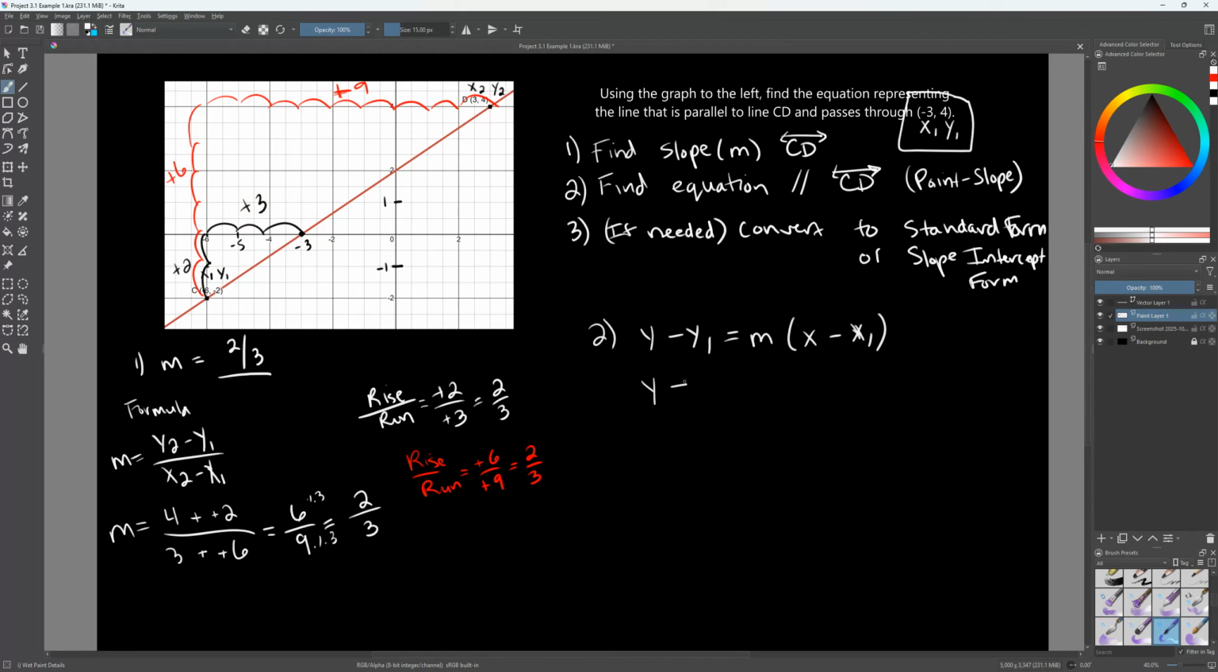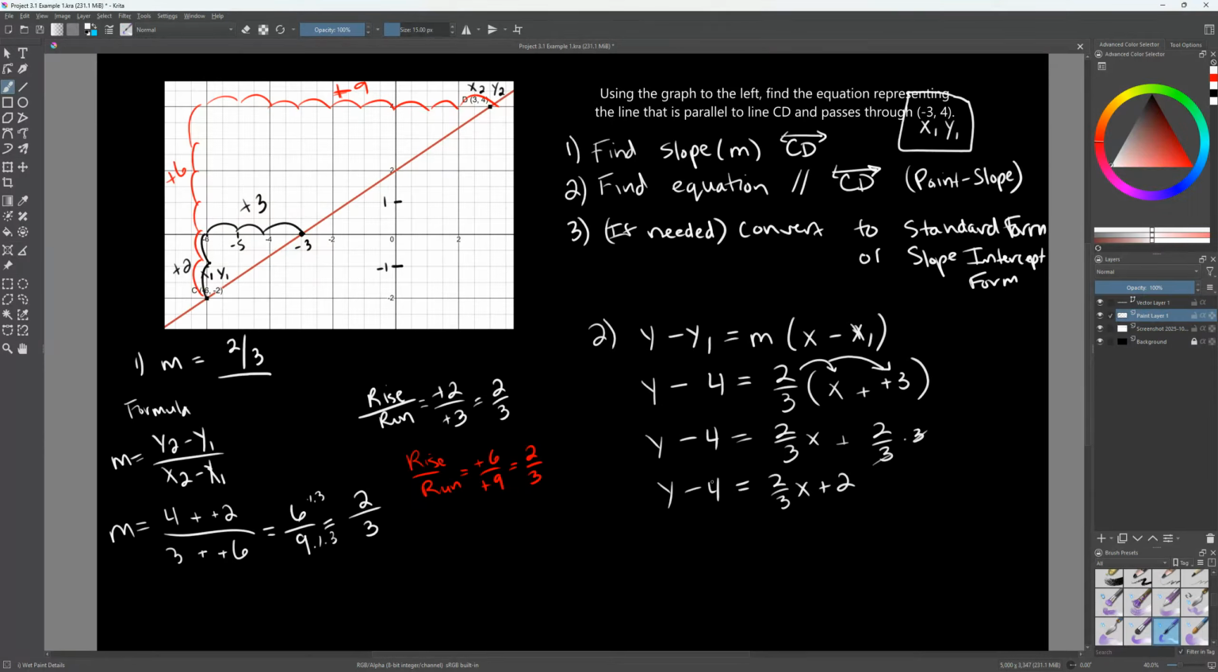So I get y minus y1. Well, y1 is 4. And then I have my slope, which is m, that's just 2/3. And then x minus x1. Well, x1 is -3. And again, minus a negative turns to positive. Okay, so I've got that. Now, my next thing that I need to do is distribute this 2/3. So I need to take the 2/3 and multiply it by x, and 2/3 and multiply it by 3. So I get 2/3 x plus 2/3 times 3. And when I do that, those 3's cancel each other out. And so I'm left with y minus 4 is equal to 2/3 x plus 2.